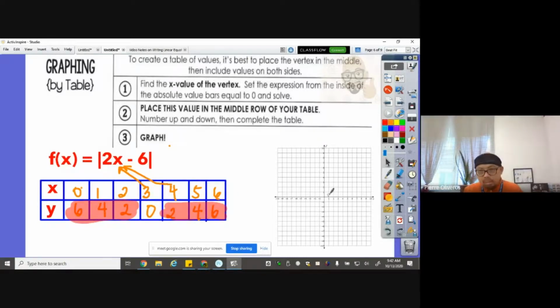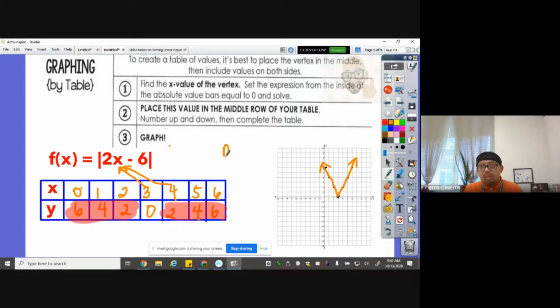Okay, so I'm going to plot the point (3, 0), which is right here. Then (4, 2), (5, 4), and (6, 6). And a reflection on the other side. Boom. The graph is right there.